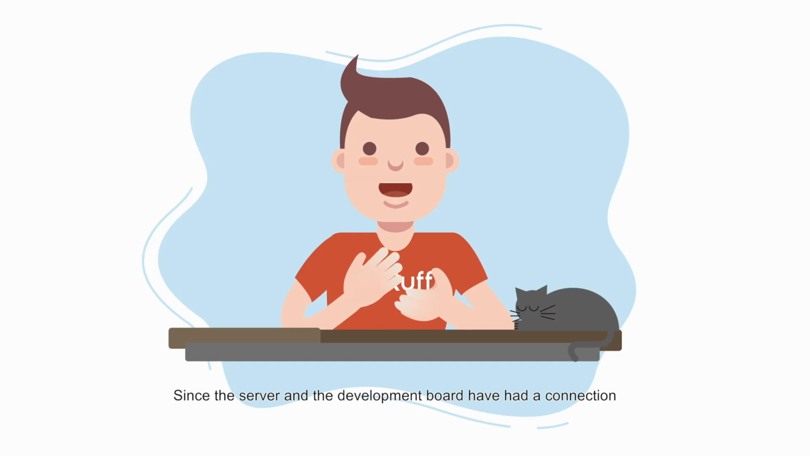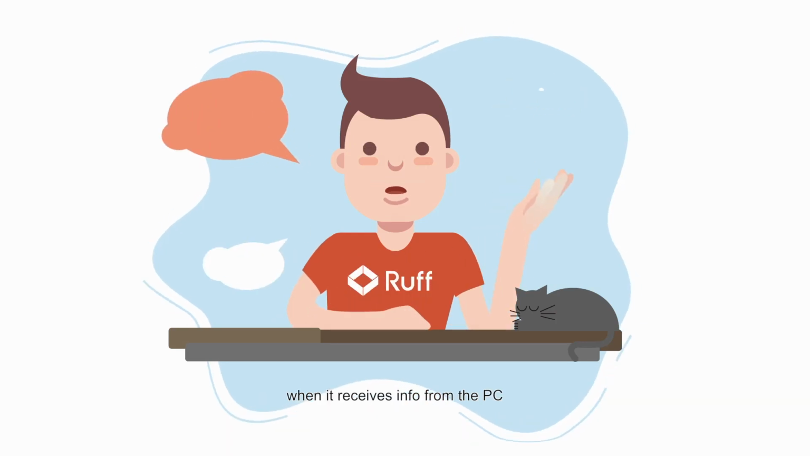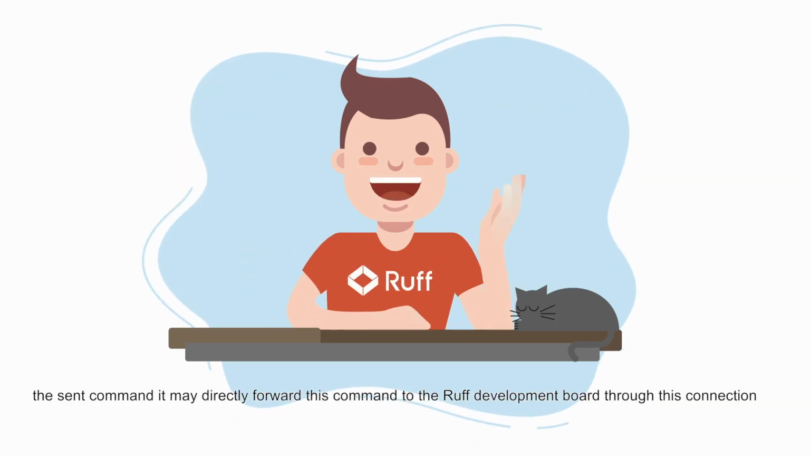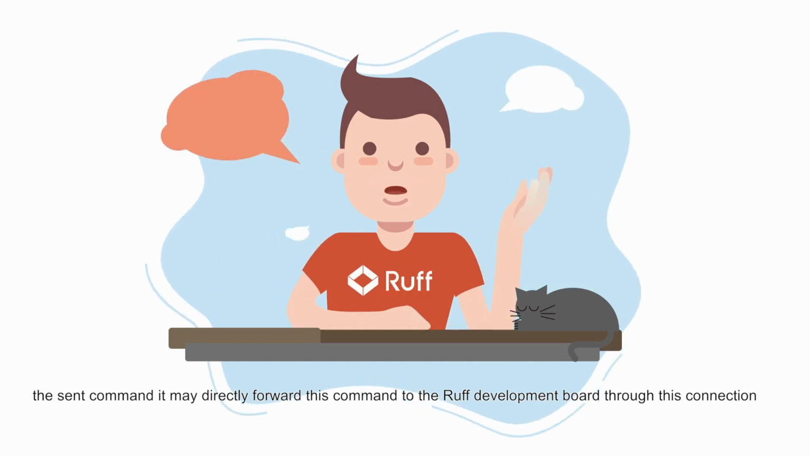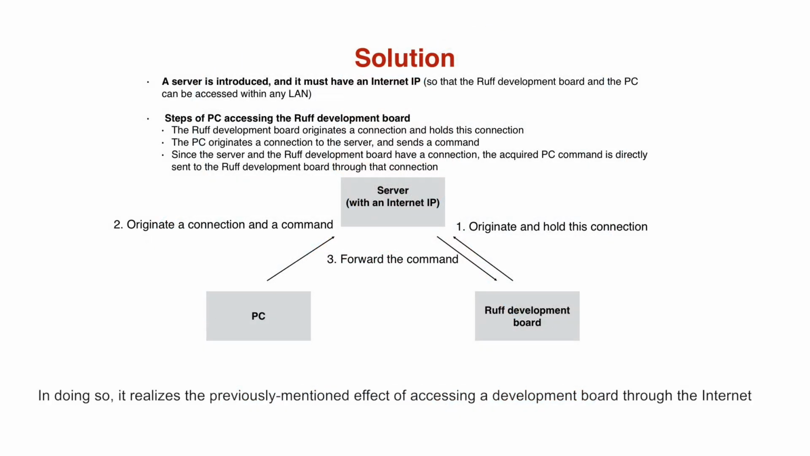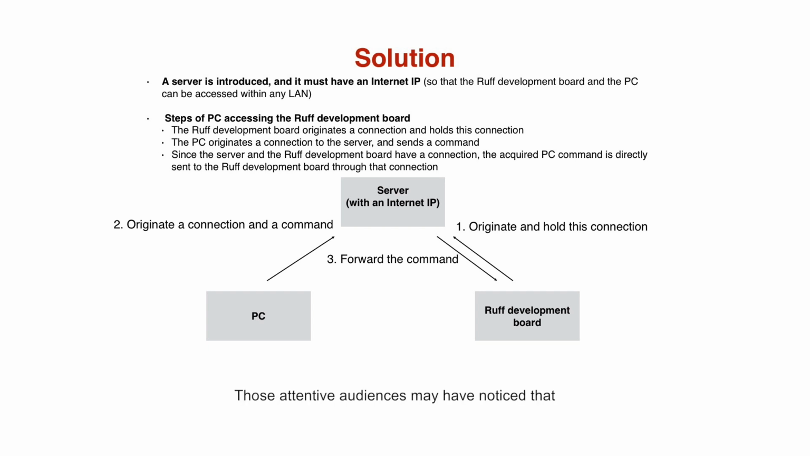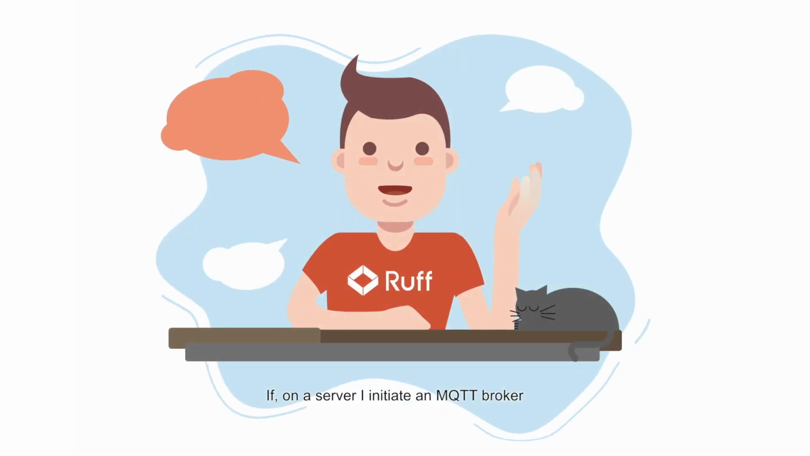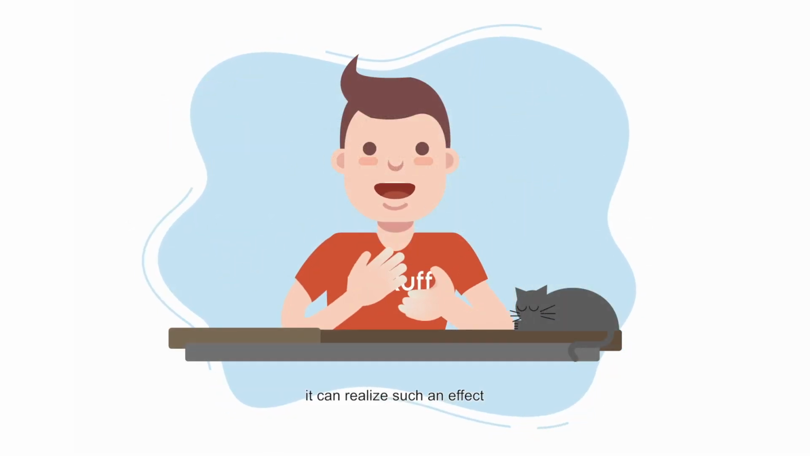Since the server and development board have had a connection, when it receives info from the PC, the sent command may directly be forwarded to the Ruff Development Board through this connection. In doing so, it realizes the previously mentioned effect of accessing a development board through the internet. Those attentive audiences may have noticed that it is actually, as mentioned before, a communication mode of MQTT. If, on a server, I initiate an MQTT broker, it can realize such an effect.